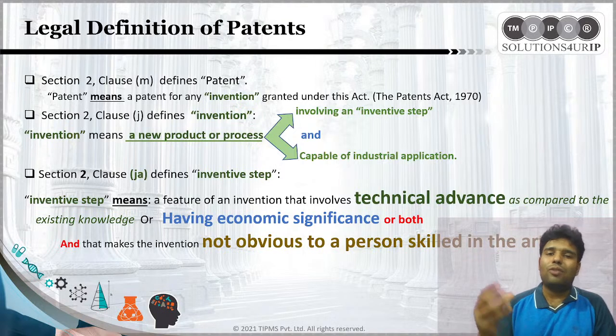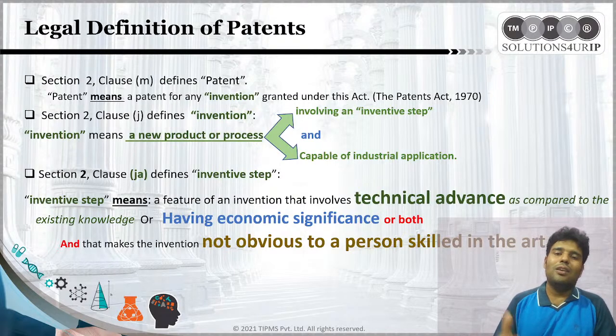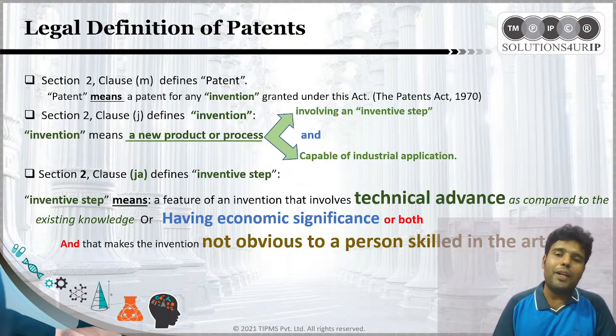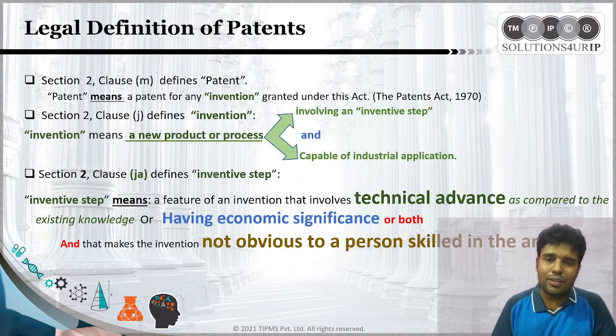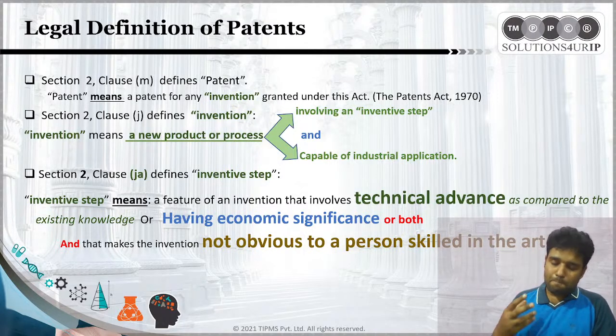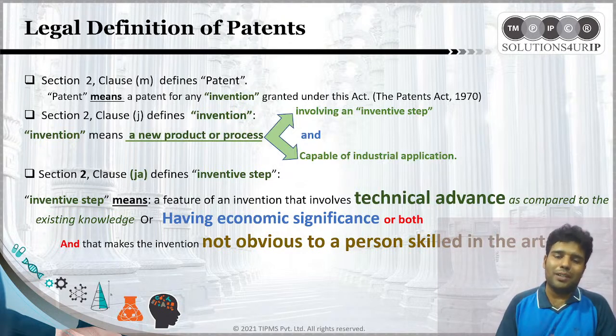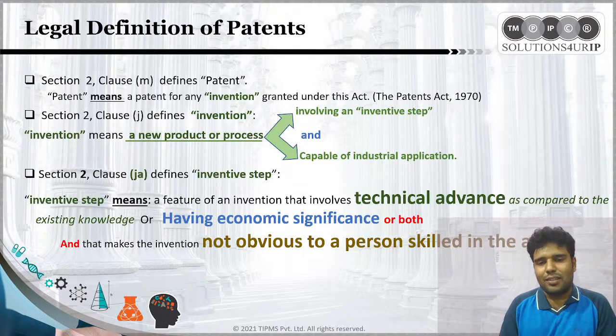Comparatively cheaper to what? From what are we comparing? To existing applications of technology for the same purpose, to the existing solutions, compared to the existing applications of the same technology, or compared to the similar applications of the same technology as is known in the present. Compared to this, your applications on science and technology should be cheaper. Understood? That is the meaning of economic significance.